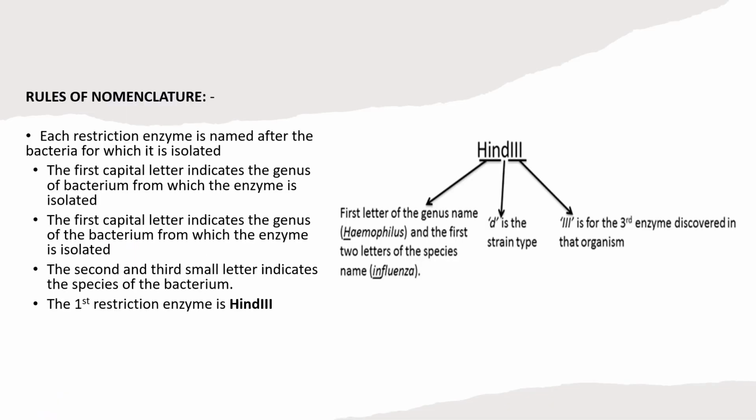Now we'll discuss the rules of nomenclature. The first restriction enzyme is HindIII, where the first letter goes under the genus, the next two letters go under the species, and the next letter goes under the strain, and the Roman numeral indicates the order of discovery. Each restriction enzyme is named after the bacterium from which it is isolated. The first capital letter indicates the genus, and the second and third capital letters indicate the species of the bacterium.